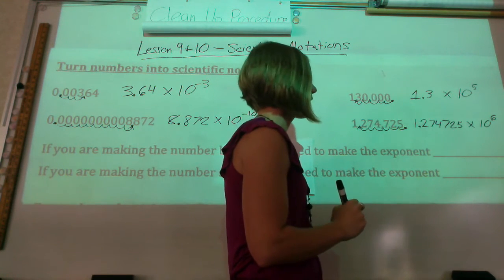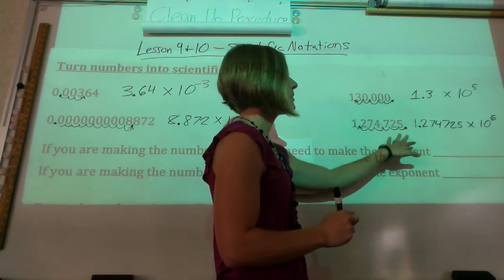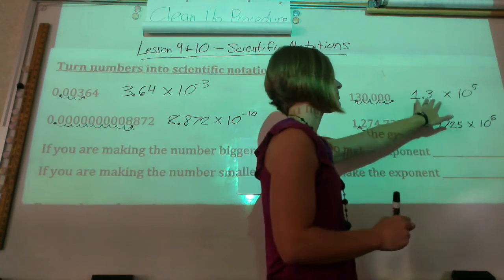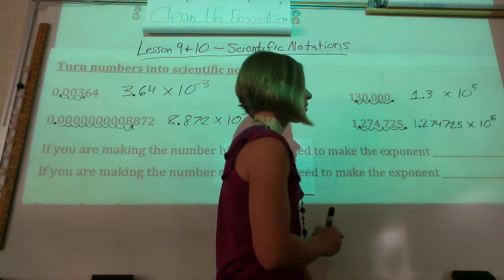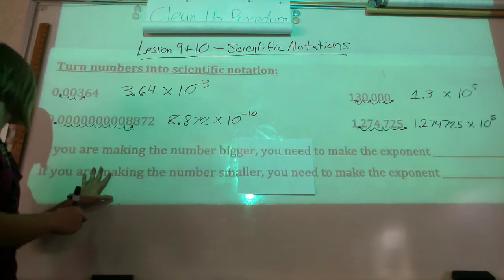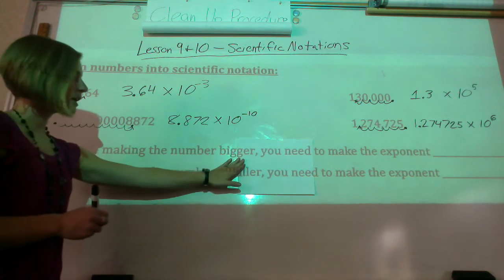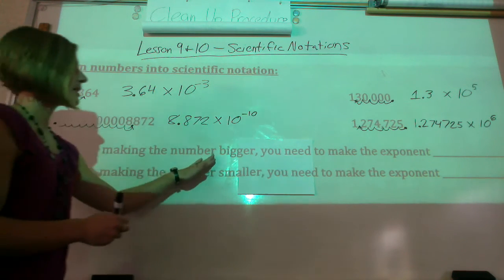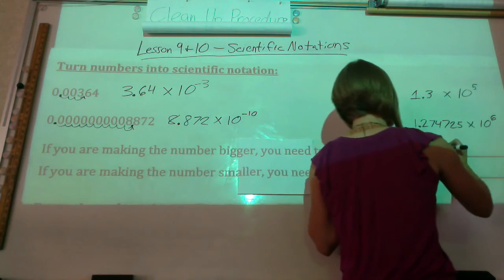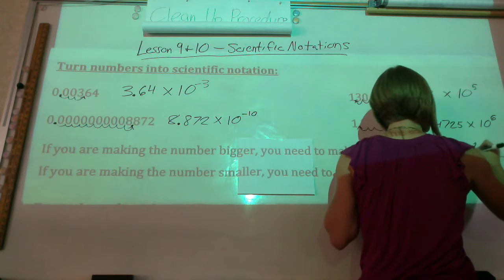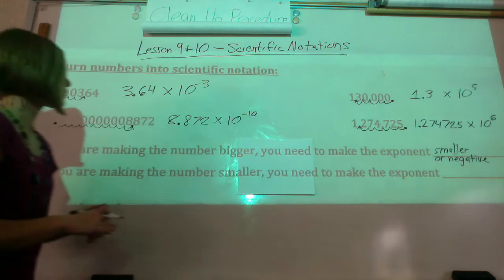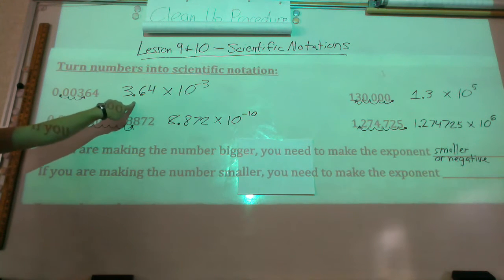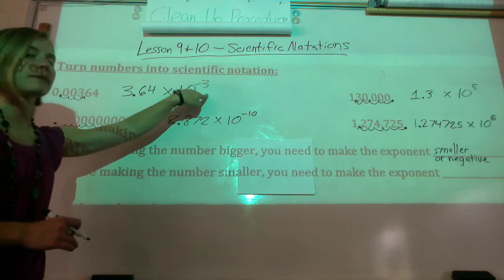So hopefully you notice now that when I am dealing with big numbers, you're going to have a positive exponent because we're actually saying these numbers are bigger than they appear. So let's write down our rules, all these words that are underneath. If you are making the number bigger, like here, we made the number bigger, you need to make the exponent smaller or negative.